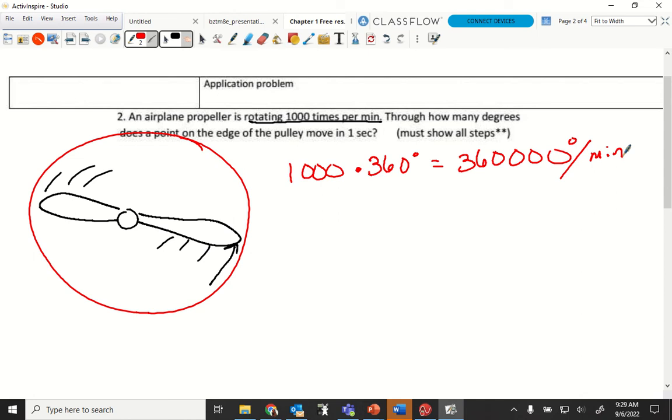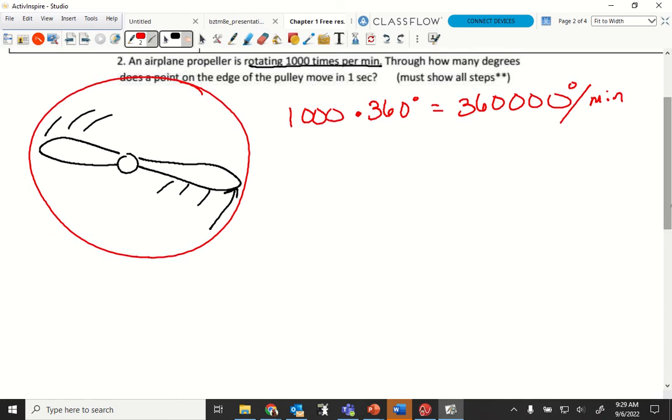Now we're going to have to do a unit conversion on this one, because that's every minute. I only want to figure out what it is per 1 second. So let's go. It's 360,000 degrees over 1 minute.